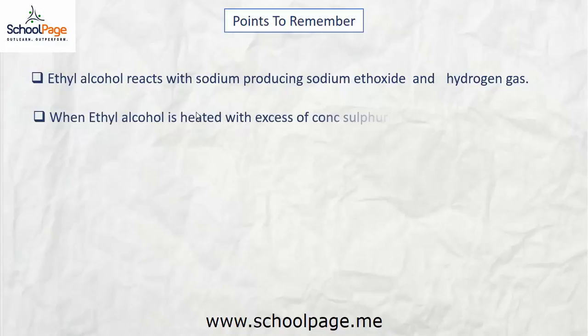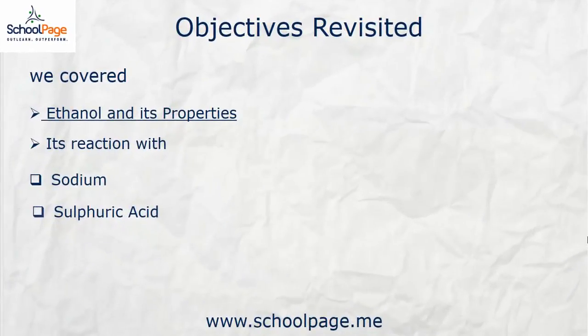The next is the reaction with sulfuric acid. When ethyl alcohol is heated with excess of concentrated sulfuric acid at a high temperature of around 170 degrees centigrade, it gets dehydrated to form ethene. So in this video, you learned about ethanol and its properties and also its reaction with sodium and sulfuric acid.